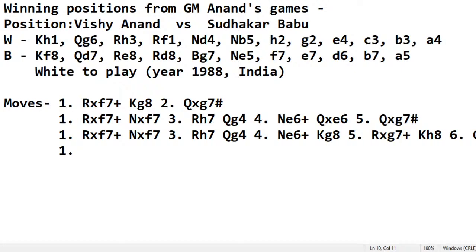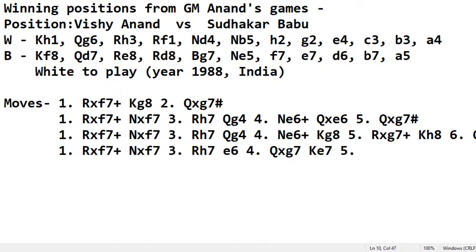Black could play e6 here, but e6 creates a square for the king. Rook takes f7 check, knight takes f7, rook h7, and instead of this queen, now you have e6. So after you play e6, then there is queen takes g7 check, to which there is king e7, and then there is queen takes f7 checkmate, all lead to 1-0. Let me resize this.